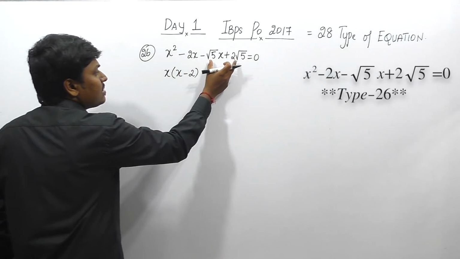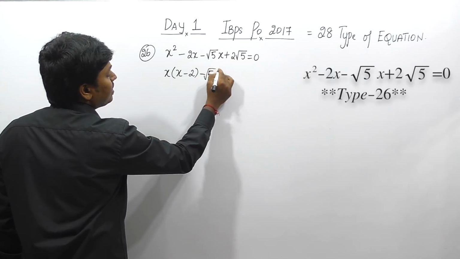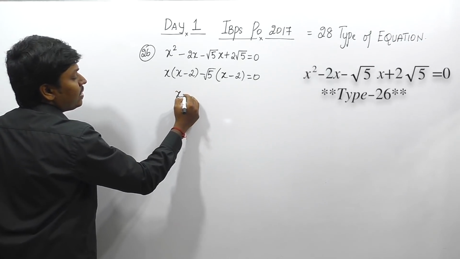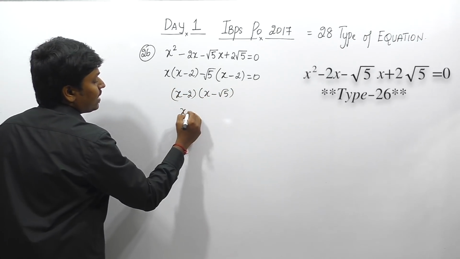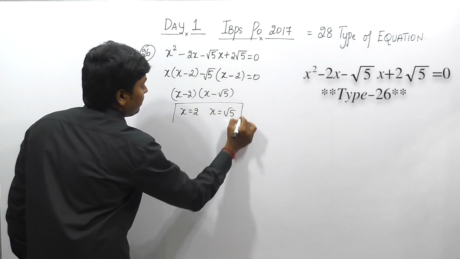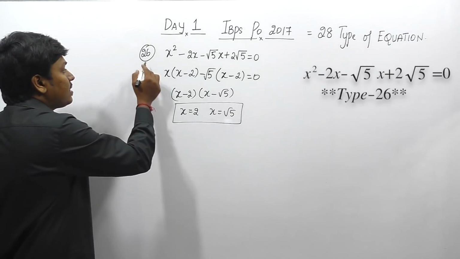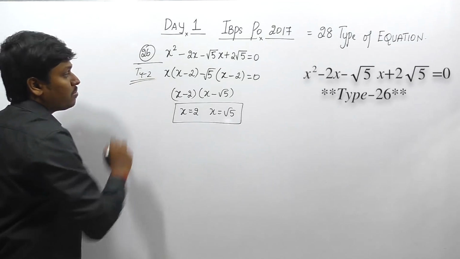And in the last 2 terms, here it is root 5 and root 5. So let me take root 5 as common. So this becomes x minus 2 is equal to 0. So finally we got x minus 2 and x minus root 5. So x is equal to 2 and x is equal to root 5. So finally we got the factors, that is x is equal to 2 and x is equal to root 5. So friends, listen carefully, 26th type and type number 2 is most important.